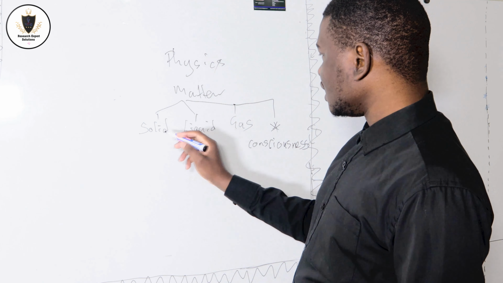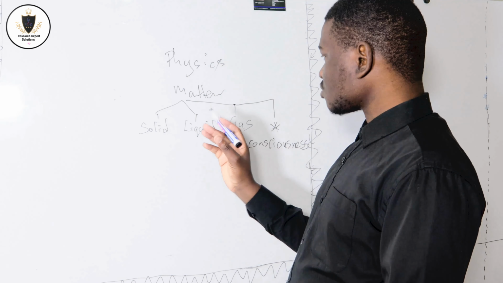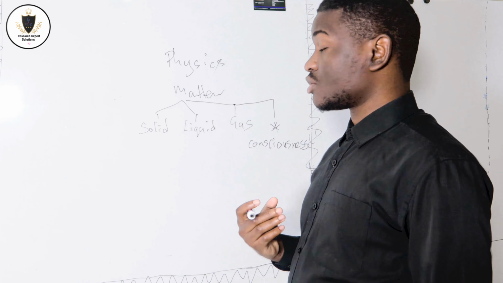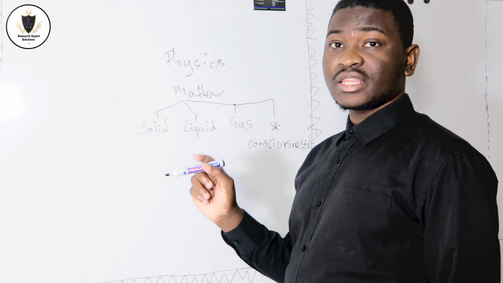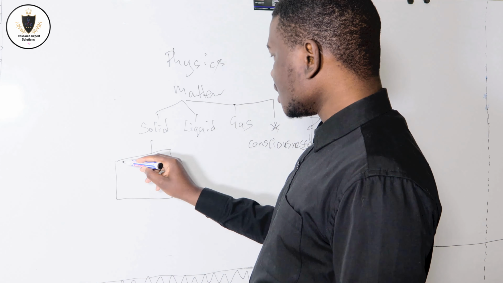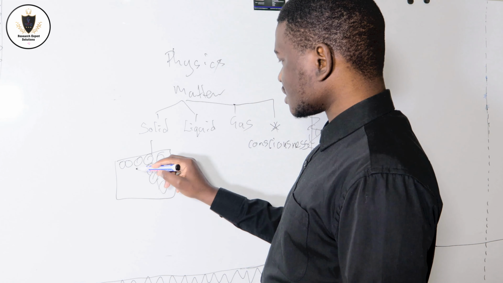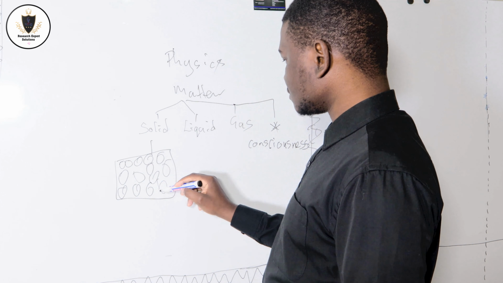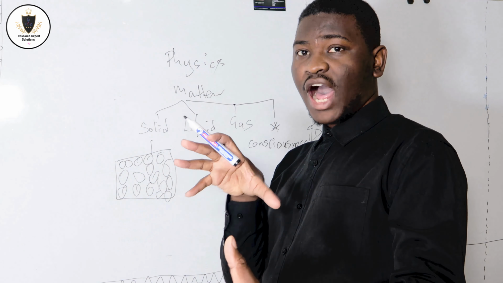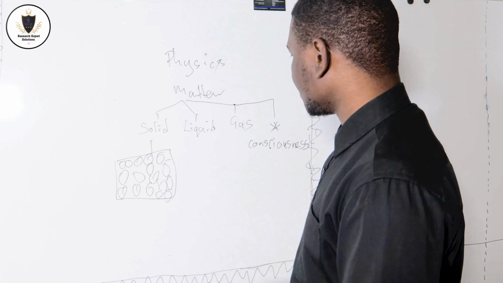So you'll notice that solids, liquids and gases all have particles. When you look at solids, their particles are closely packed. That's what physics tells us, right? Very closely packed. And that's what makes solids hard. They have this hard texture or surface that you can feel.